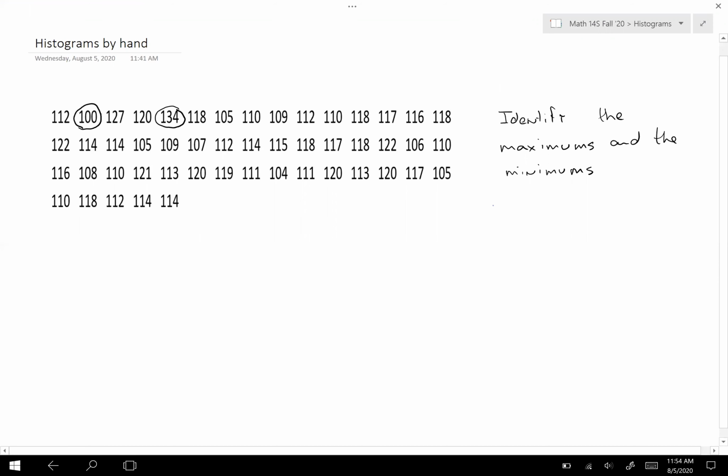So for our classes, we should have at least 5, but not more than 15 classes. Okay, at the least 5, but not more than 15.